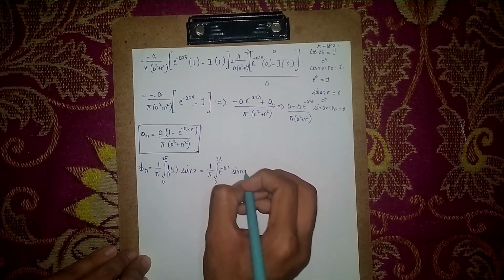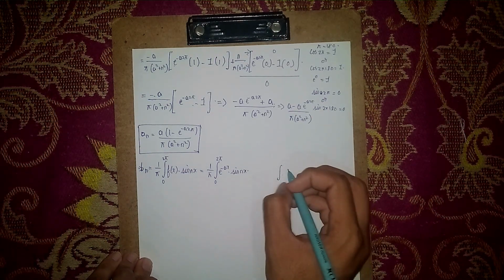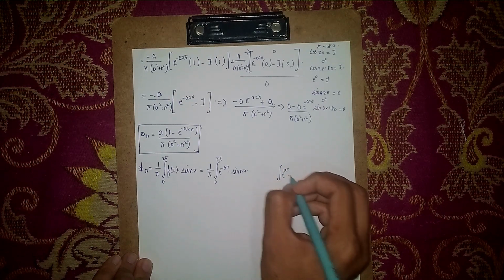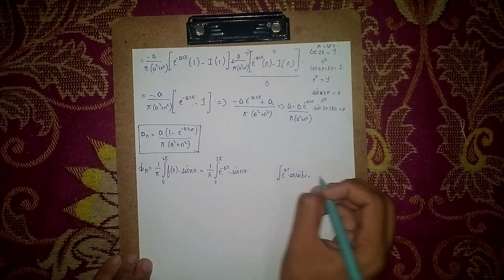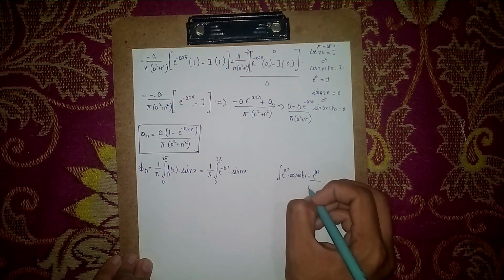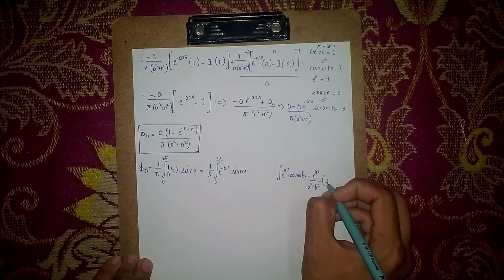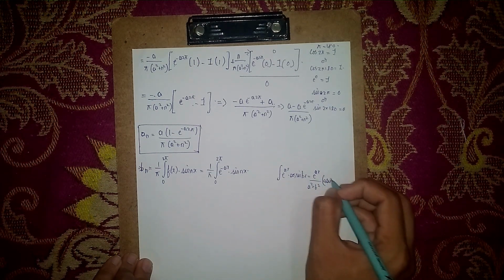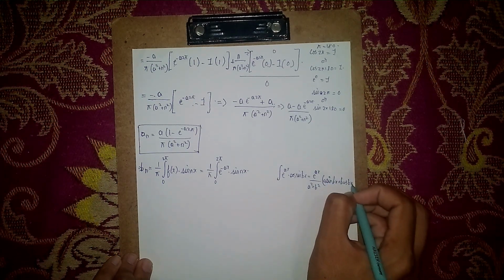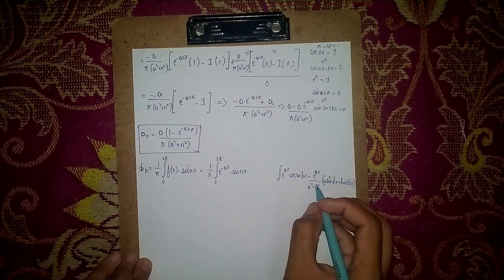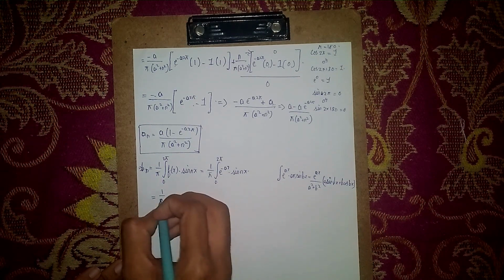Now here I am using another formula. The formula I am using here is integrate e power ax into sin bx, which is equal to e power ax by a square plus b square into a sin bx minus b cos bx. Okay, now substitute here.